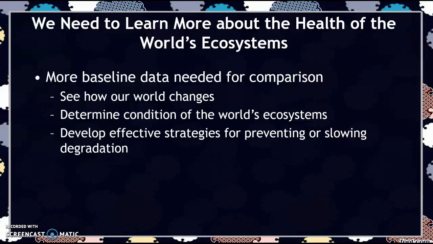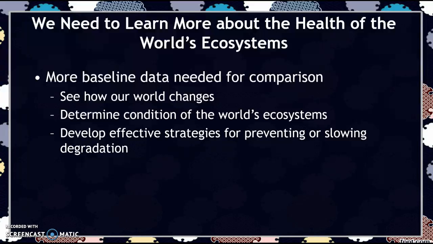So one of the main goals right now in the field of environmental science is to learn more about the health of our ecosystems. We need a lot more baseline data so we can use it for comparison in the future. We need to see how our world is changing. Is it a good thing? Is it a bad thing? We need to determine the current conditions of our world's ecosystem so we can say hey, we've had these major changes. It's showing declining health, or it's showing improved health.